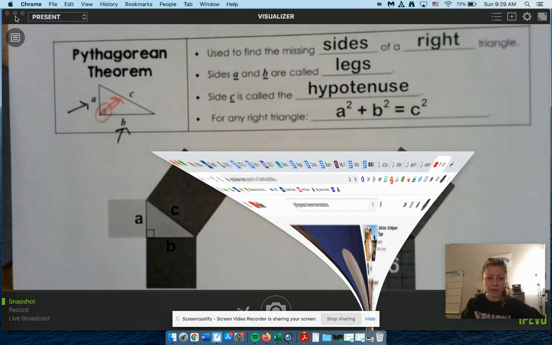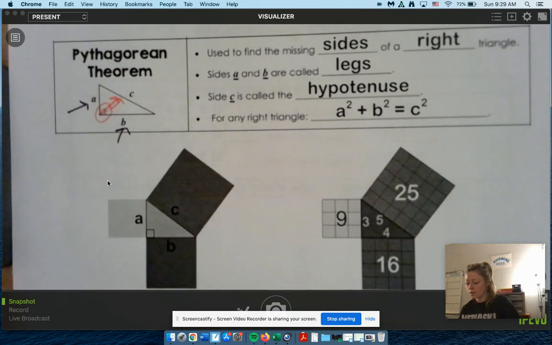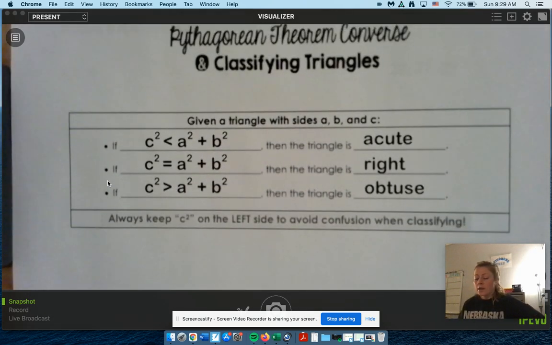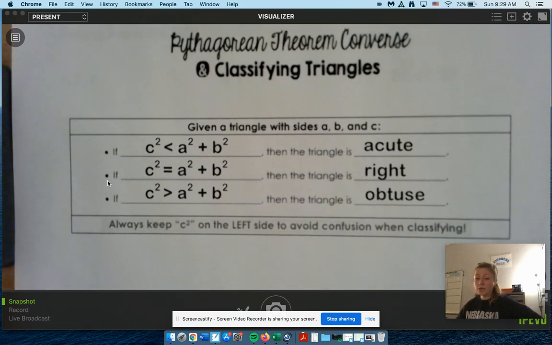All right, let's try a few examples here. Oh, just kidding, we've got to fill out one more thing. So this is what's new. You can use the Pythagorean theorem's converse to classify if your triangle is acute, right, or obtuse. It's basically the same process, but we just don't know if it's a right triangle or not.